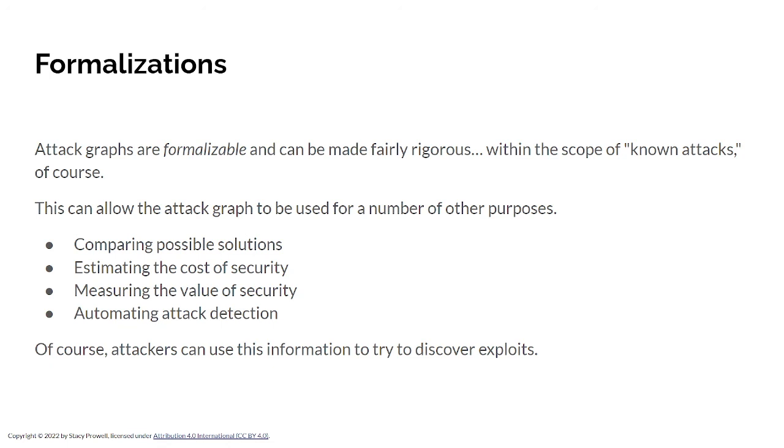This can allow the attack graph to be used for a number of purposes. You can compare different solutions. If you do this early and you realize that everything went through this one node, maybe there'd be a way for me to check it there or prevent it. Estimating the cost of security: if I look at different graphs, I may realize that if I could find a way to get rid of this whole branch, I could use cheaper stuff or deploy less security. Measuring the value of the security that you currently have: maybe I compare two different attack graphs and choose the one that has a lower probability of success overall. Or maybe even automating attack detection like we talked about before. If they're present and I can map my alerts onto the graph, then I can detect attacks.